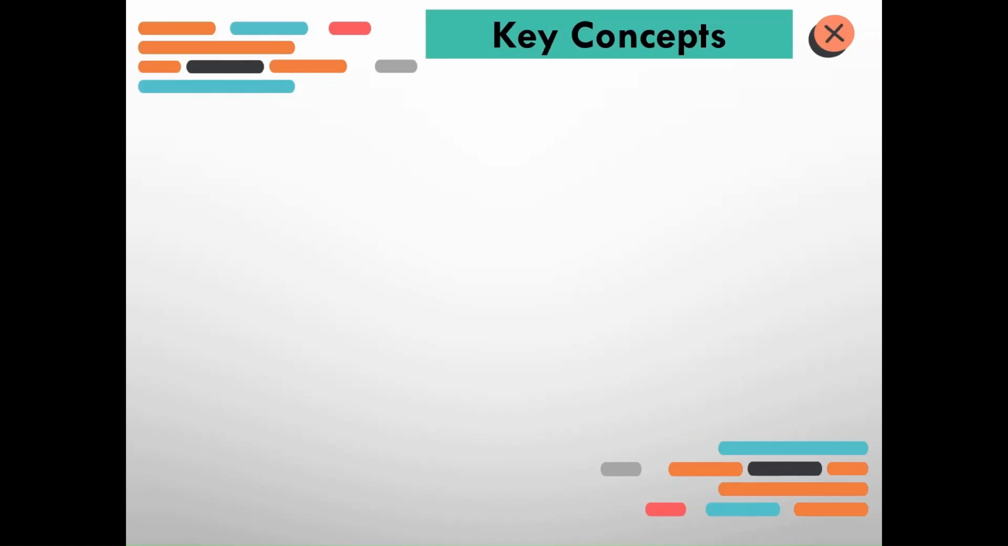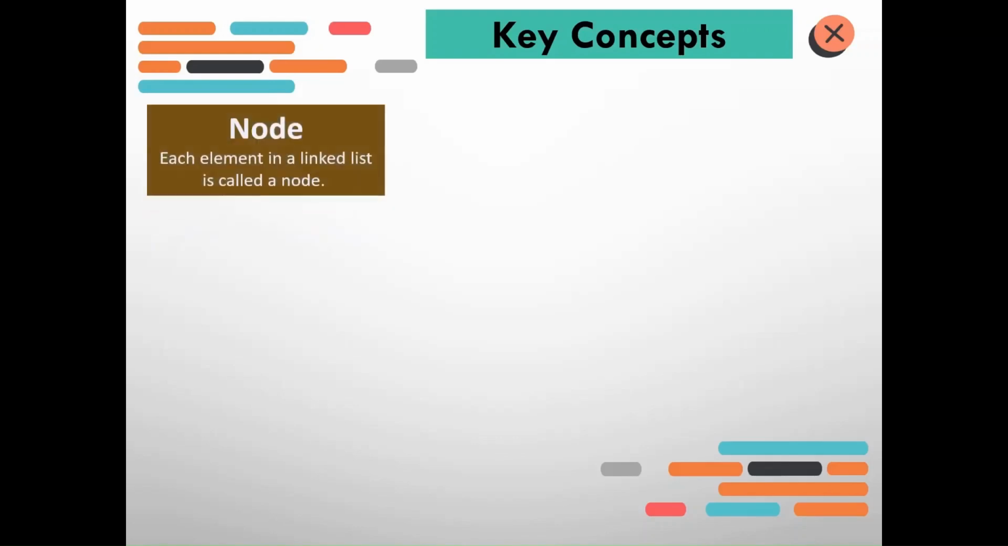So before doing the implementation part, let us see some key concepts that we should know before going on to the actual implementation. So the first one is the node. So what is a node? Each element in a linked list is called a node. It basically has two parts, the data part and the link part. Data stores the actual data that needs to be stored, and then you have a link part which stores the address of the next element, which is generally represented by a pointer that we'll be seeing shortly.